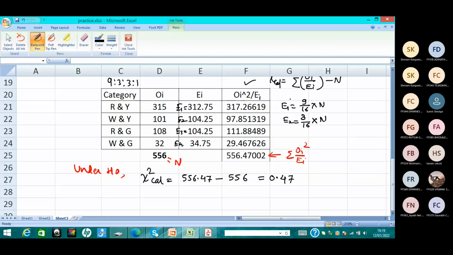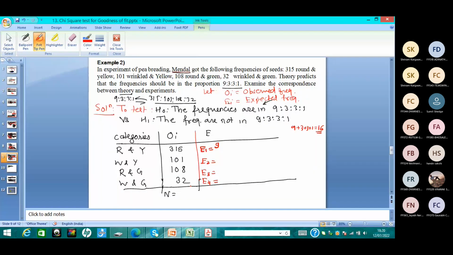3/16 into n. Similarly, E3 means expected frequency of round and green. It is again 3/16 into n, and finally the fourth expected value is 1/16 into n. n is 556. So in this way these values were obtained. Okay, now how much is the calculated value here? 0.47. Will carry here.